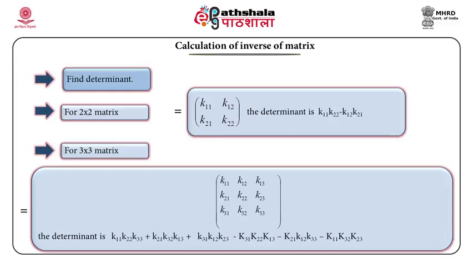So, here it is. Now you can easily check for K31 what happens. Omit the row and column containing K31 and then check the rest of the elements. They come as K12 into K23 minus K13 into K22. So, this is how we have computed the determinant for a 3 cross 3 matrix.